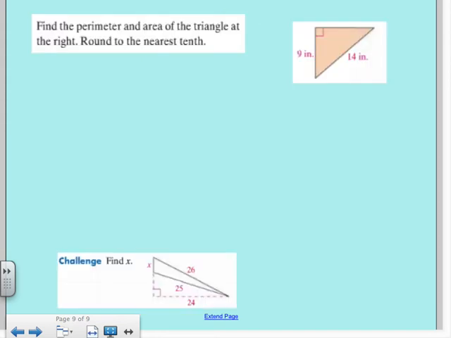All right, this next question. Find the perimeter and area of the triangle at the right, round to the nearest tenth. So this is the kind of problem you'll be seeing now when you're missing a side and you're looking for the perimeter and the area. Go ahead and pause it, try on your own, and then hit play to check your work.